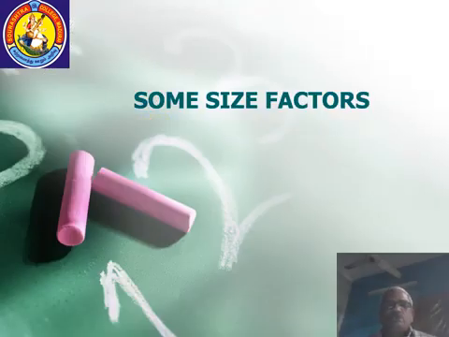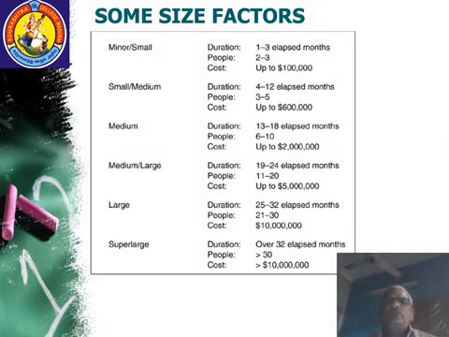Considering this, we know what software is and what the stages of a software life cycle are, and we have many stages in the software life cycle. Let us discuss some size factors. Generally, these can be segregated on the basis of size. You can see this on the screen. I have a minus small.